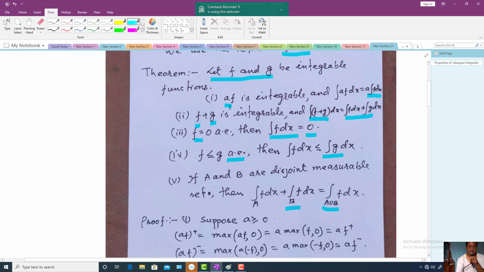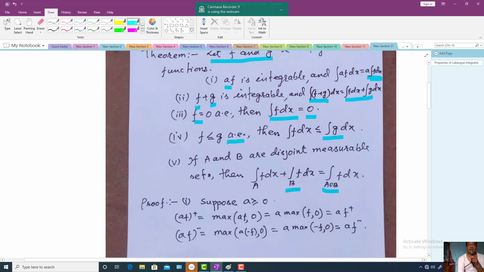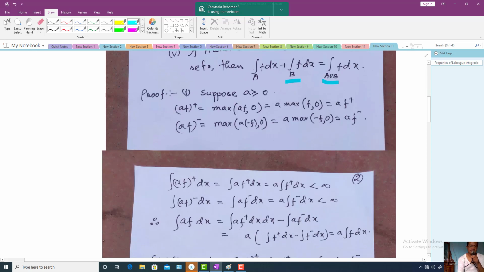What is number 1? If f is integrable, then af is integrable, and its integral value is given by a times the integration of f. So this is the one we are going to prove first. First let us suppose that a is greater than or equal to 0, meaning a is non-negative. For the non-negative case, let us prove it first. Then f is a function, af is another function. Its positive part is, by definition, the maximum of af and 0. Since a is positive, you can take a outside the maximum function. So it is equal to a times the positive part of the function f.